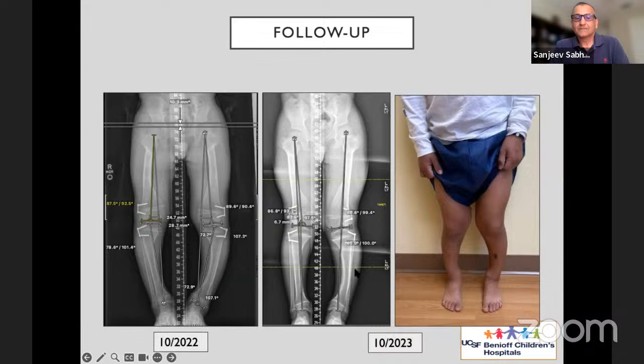But he's got some varus in the distal femur. He's a little long on the left side. And he also has some internal tibial torsion, which you can't really appreciate because his left knee is pointing a little external.